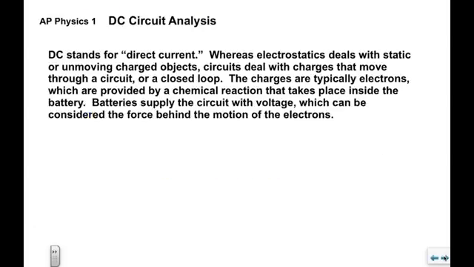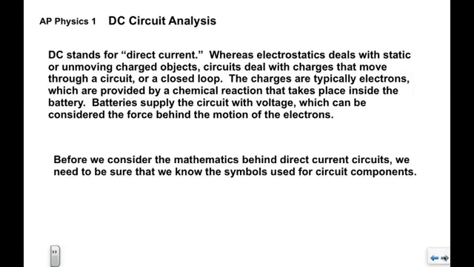Now DC stands for direct current. Again, electrostatics deals with static or unmoving charged objects. Circuits deal with charges that move through a closed loop. The charges are typically electrons, which are provided by a chemical reaction that takes place inside the battery. Batteries supply the circuit with voltage, which can be considered the electromotive force behind the motion of the electrons.